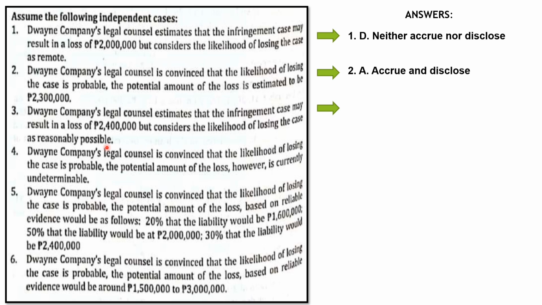So if a loss is reasonably possible, it should only be disclosed in the notes of the financial statements, but not accrued. So our answer is letter B, disclose only.